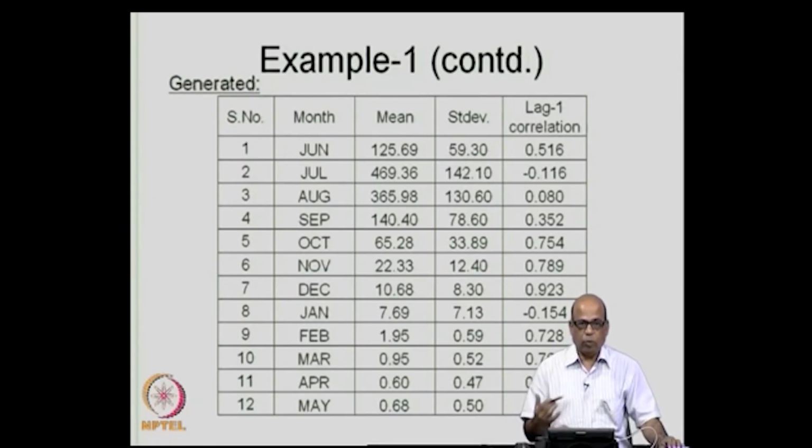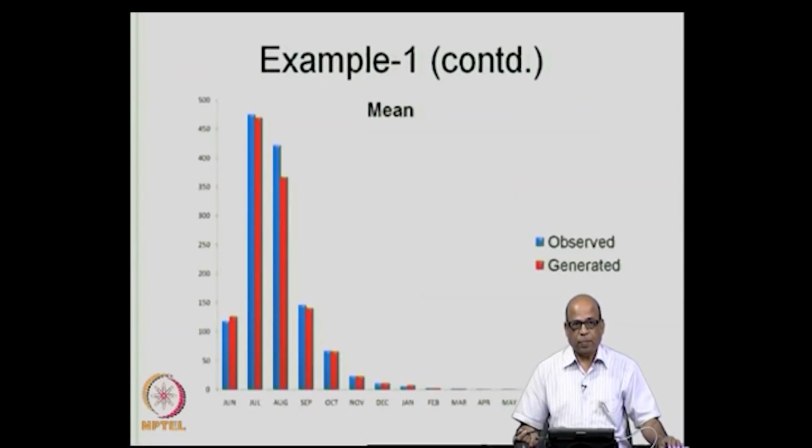Now, these should be approximately the same as the mean, standard deviation and lag 1 correlation of the historical data. So, this we compare by drawing bar charts. So, this is a general procedure: you generate the data for a sufficiently long period of time, a sufficiently long sequence of data, discard the first few values and then using the remaining data you compute the mean, standard deviation and lag 1 correlation and compare these with the historical, that is observed. So, observed is historical data and the generated data.